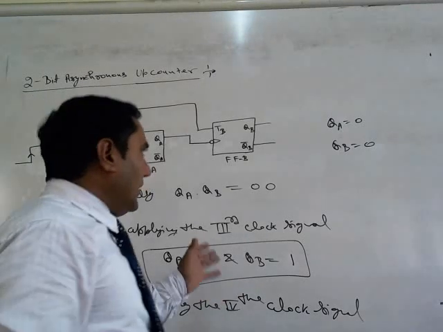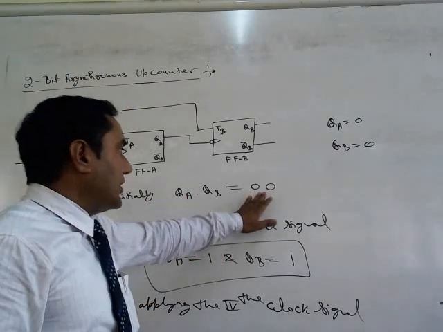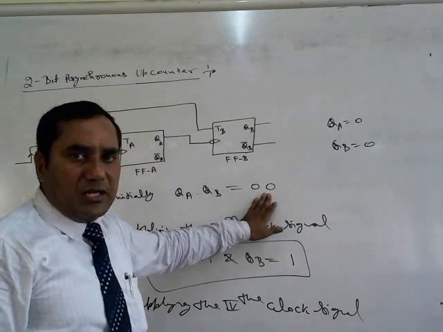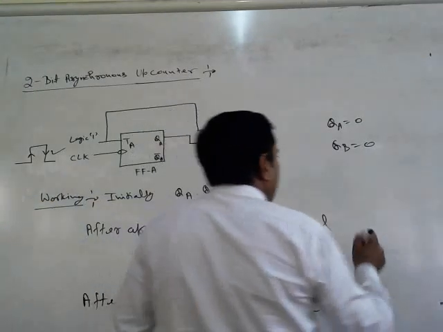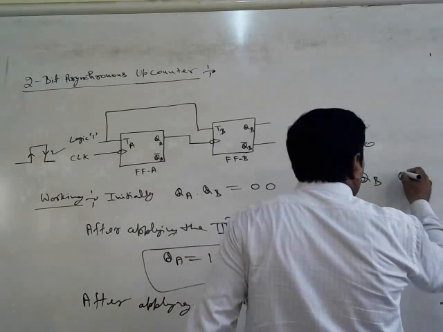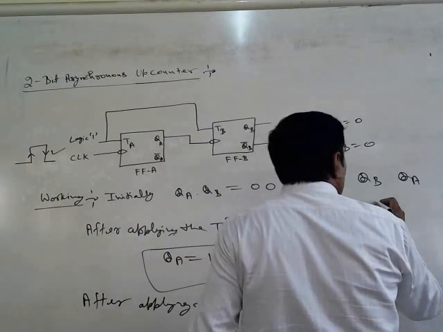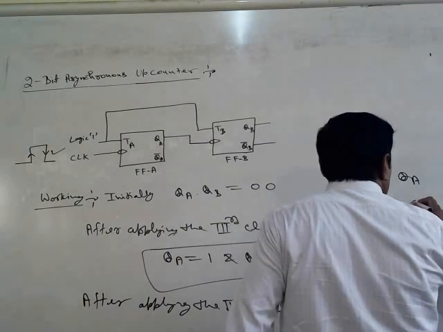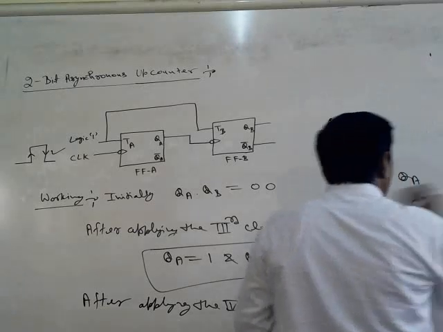So we see that after the fourth clock pulse, the flip-flops come to the initial state, that is 0 0. That is 0 0. So we can say QA and QB were 0 0 initially.